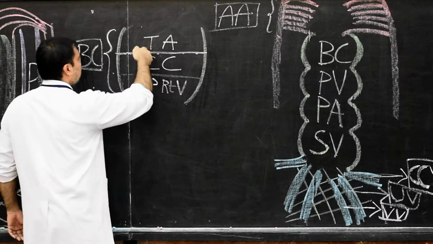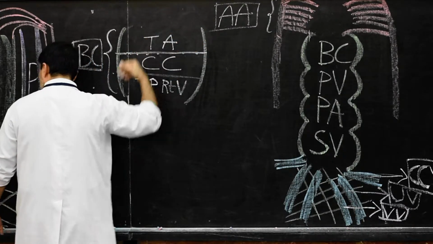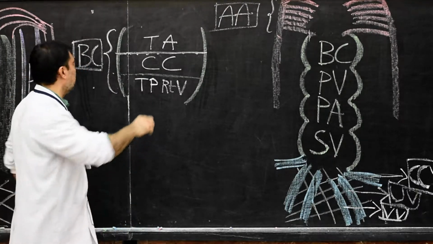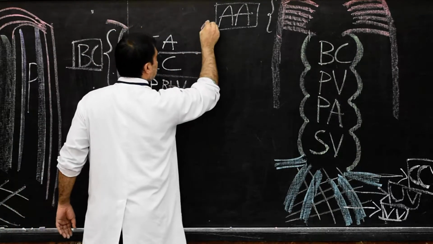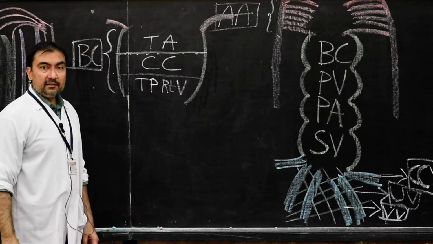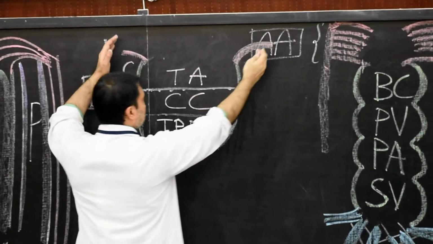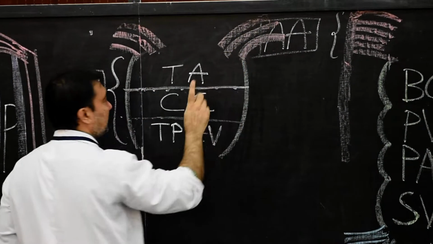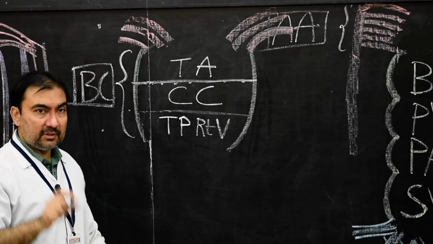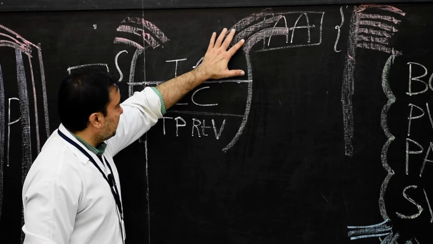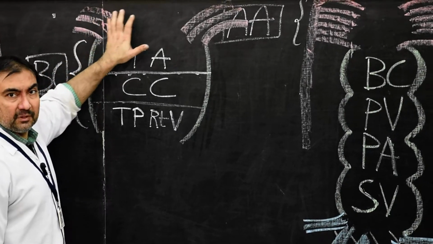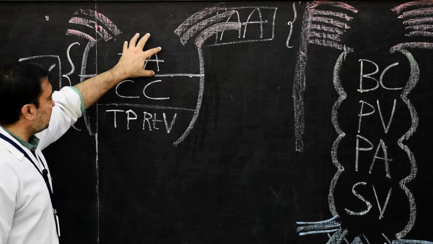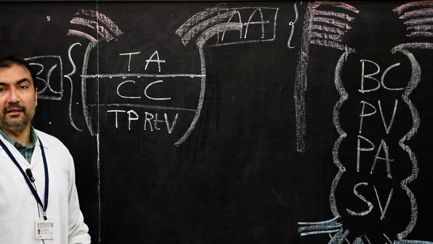Now, truncus arteriosus will be connected with the aortic arches. So this truncus arteriosus will divide into right and left, and this right and left will be connected to the dorsal aorta through 1, 2, 3, 4, 5, 6 arterial arches. So please note down, this truncus arteriosus will be connected with the help of these arterial arches. There will be 6 on one side, 6 on the other side. These arterial arches, right and left, will be connecting the truncus arteriosus with the dorsal aorta.